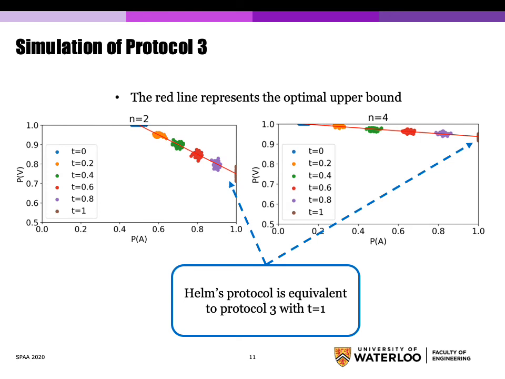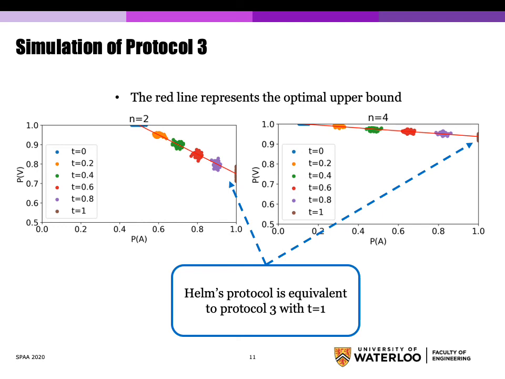This slide presents the simulation results of the third protocol, which shows the probability of agreement and validity for various values of the parameter t. We plot 50 points for each value of t, and each point is the average of 1,000 rounds, with binary inputs generated independently and uniformly at random. The red line in each plot is the optimal upper bound defined earlier.